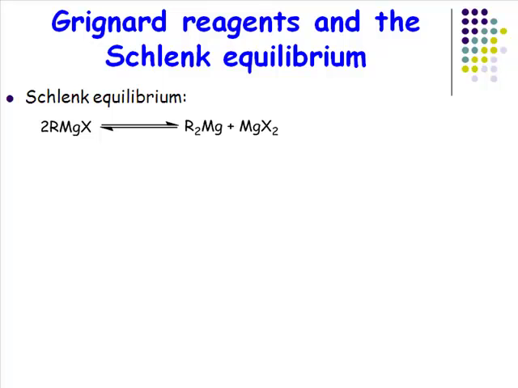But if you started off with dialkyl magnesium because for some reason you absolutely didn't want to have any halide present, then you would get essentially the same kind of reactivity of your organic reagent. Right, so this is the Schlenk equilibrium.